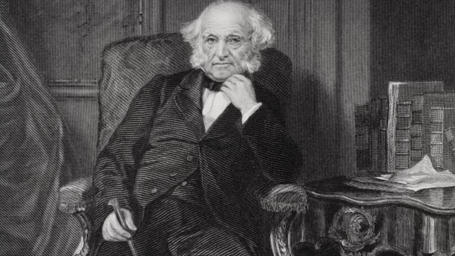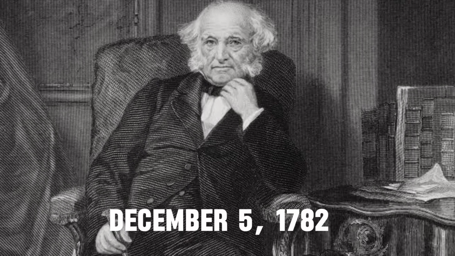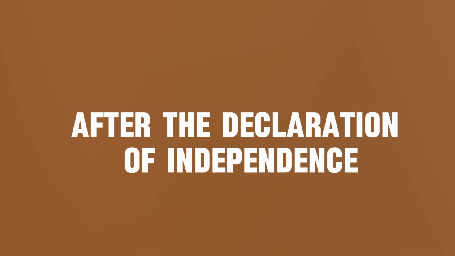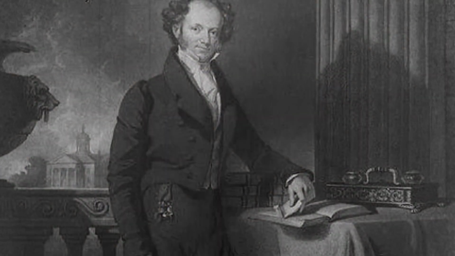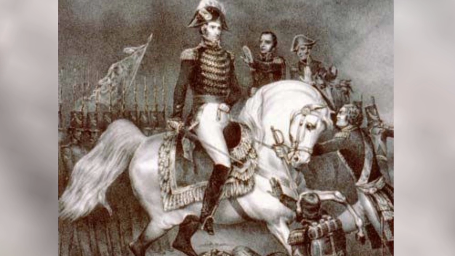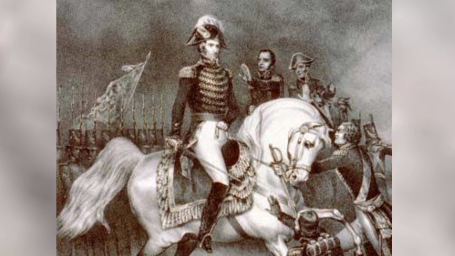Martin Van Buren was born on December 5, 1782, after the Declaration of Independence, but before the end of the Revolutionary War. His birth came during the Articles of Confederation period, under no singular president, but amidst the chaotic struggle for a new nation. William Henry Harrison was born on February 9, 1773, under King George I's rule. He would later become a military hero and the 9th president, albeit briefly.